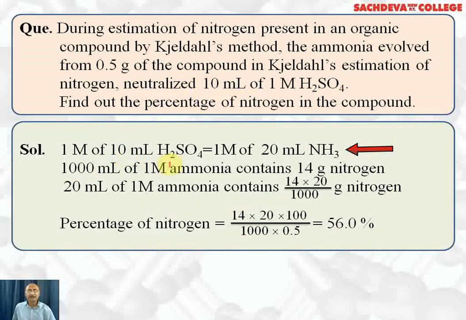10 ml of sulfuric acid will neutralize 20 ml of ammonia. Why? Because 1 mole of sulfuric acid will react with 2 moles of ammonia. 1000 ml of 1 molar ammonia contains 14 grams of nitrogen, and 20 ml of 1 molar ammonia contains 14 into 20 divided by 1000 gram of nitrogen. Percentage of nitrogen will be 14 into 20 divided by 1000 into 100 divided by 0.5. 0.5 is the mass of organic compound. The percentage will come out to be 56%.